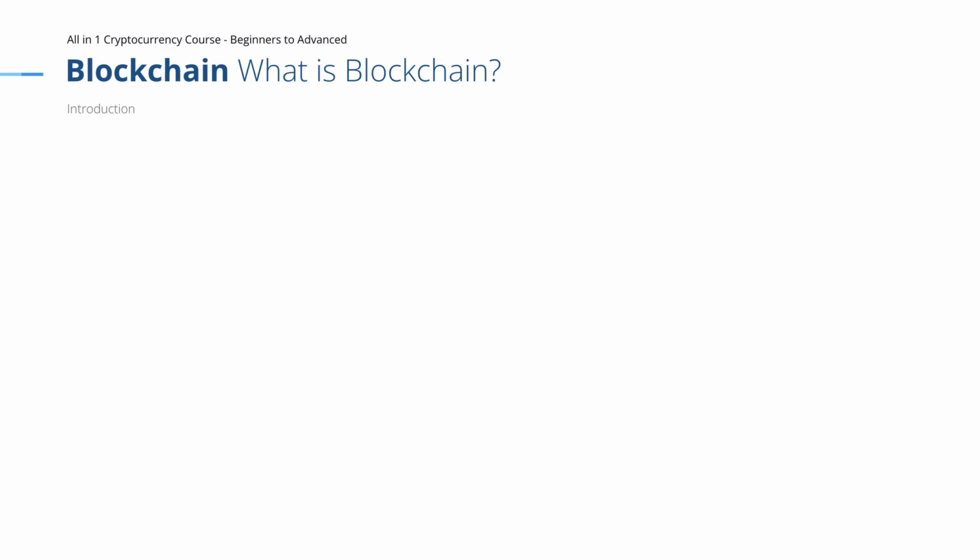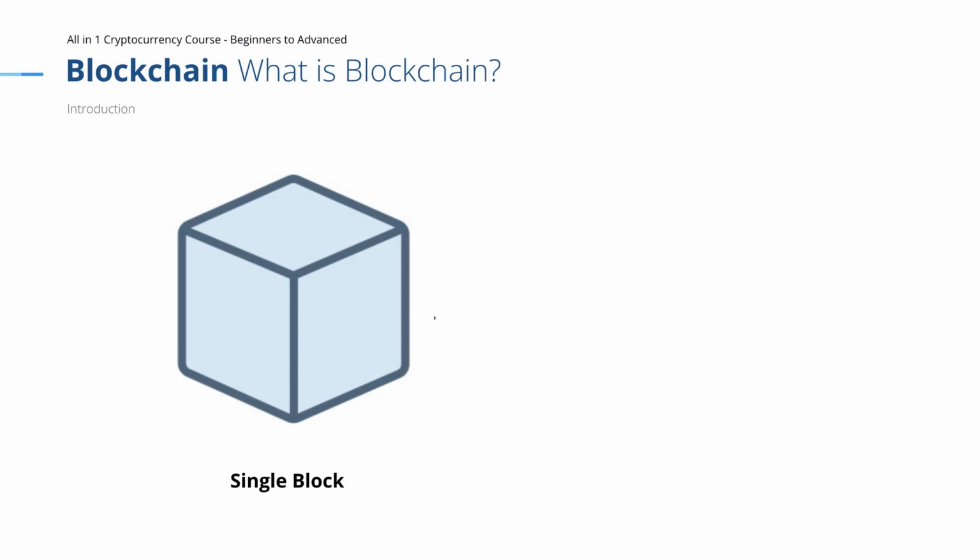Blockchain contains blocks, and each block contains three constraints. The first constraint is data. The data is like the transaction details: the sender detail, the receiver detail, what is in the transaction, the amount of the transaction, and things like that.